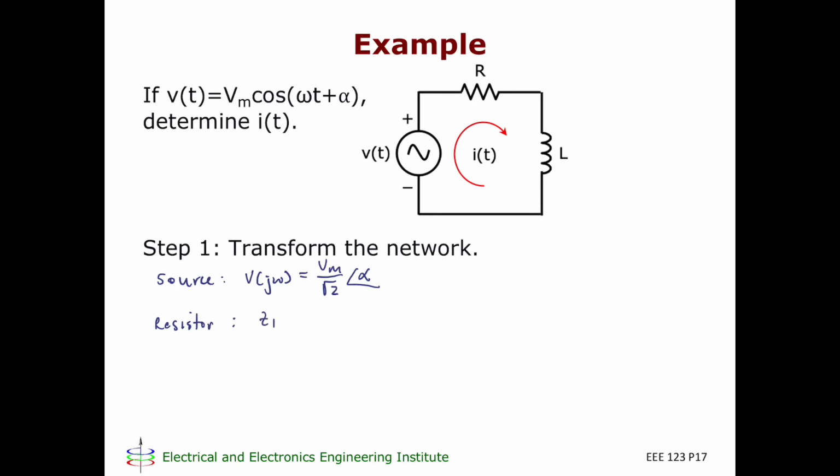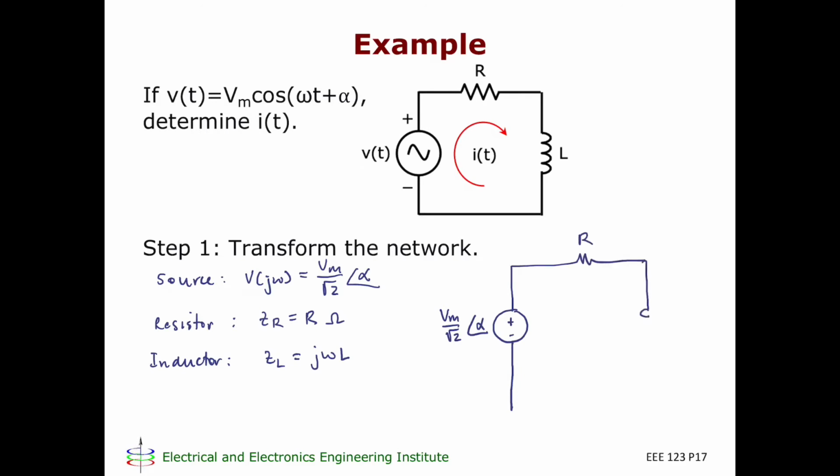For my resistor, Z of R is simply equal to R ohms. And for my inductor, Z of L is equal to j omega L. So my transformed network looks like this. I have V sub m over the square root of 2 at an angle alpha, and then I have R and j omega L. The resulting current from this circuit will be a phasor. We transformed the source into a phasor, so we expect the resulting current to also be a phasor. So this is going to be I_s of j omega.